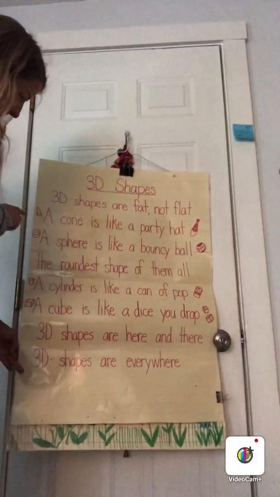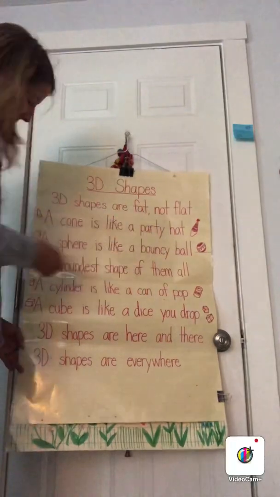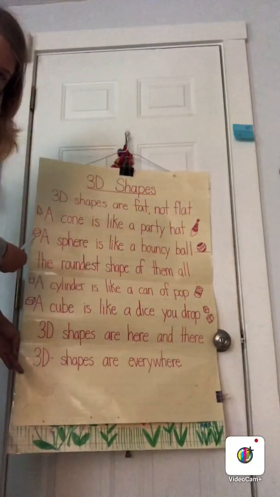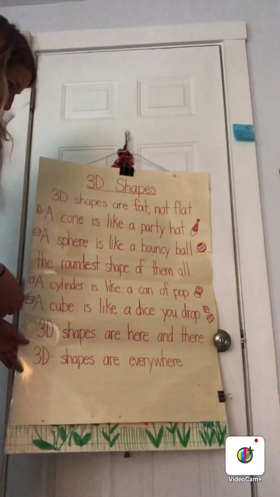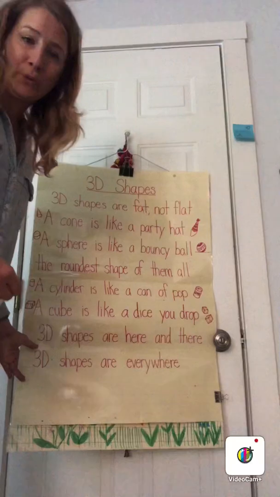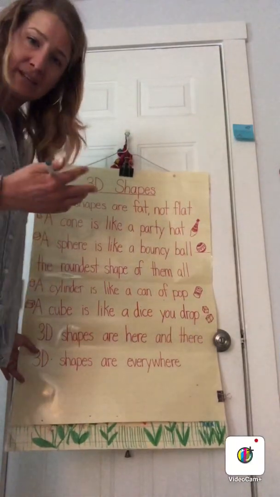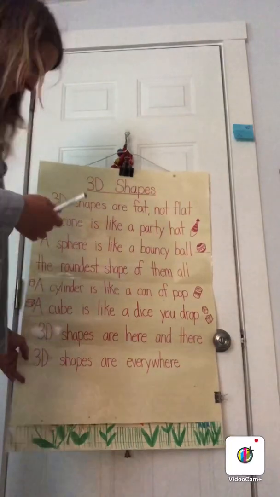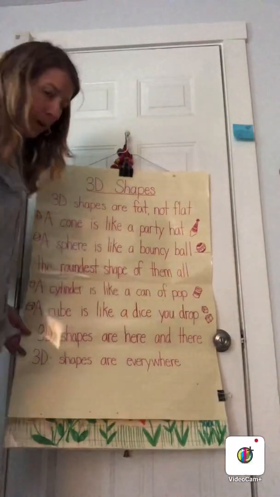So next to each of the lines that talks about the different 3D shapes, we've got little pictures. So here's a picture of a cone, which is like a party hat. This one is a sphere, which is like a bouncy ball. This cylinder is like a can of pop. So pop is another word for soda. Some people say pop, some people say soda, but it could be a can of anything. It could be a can of soup. It's also a cylinder shape. And then the cube is like a dice you drop.